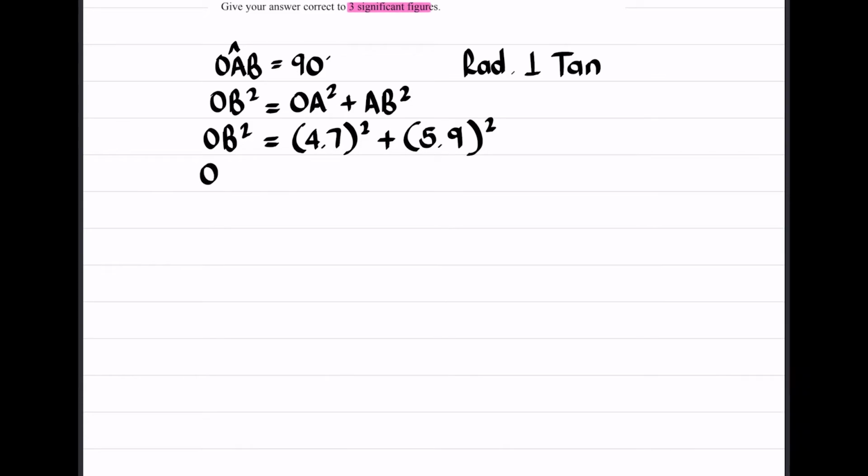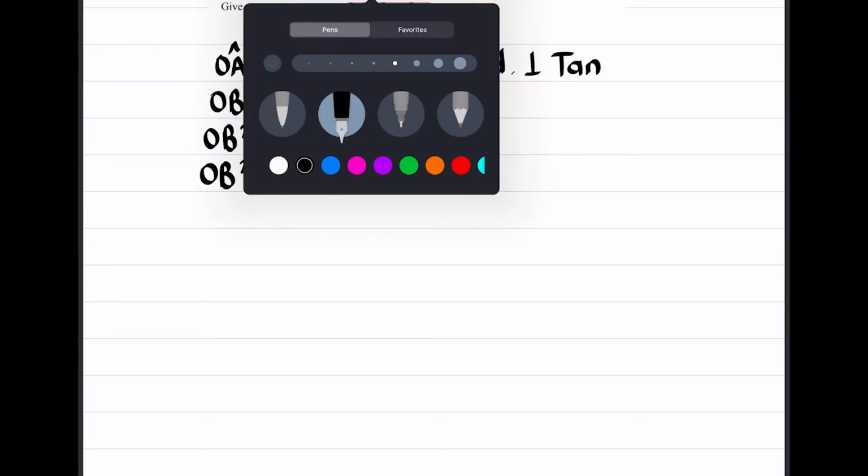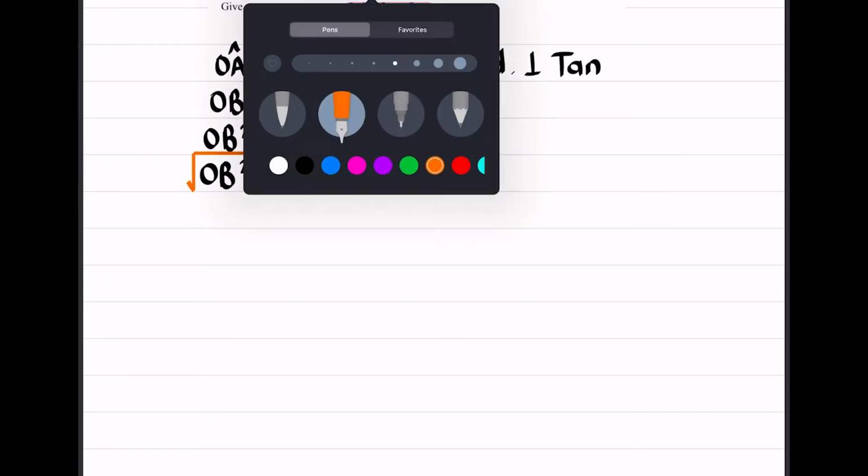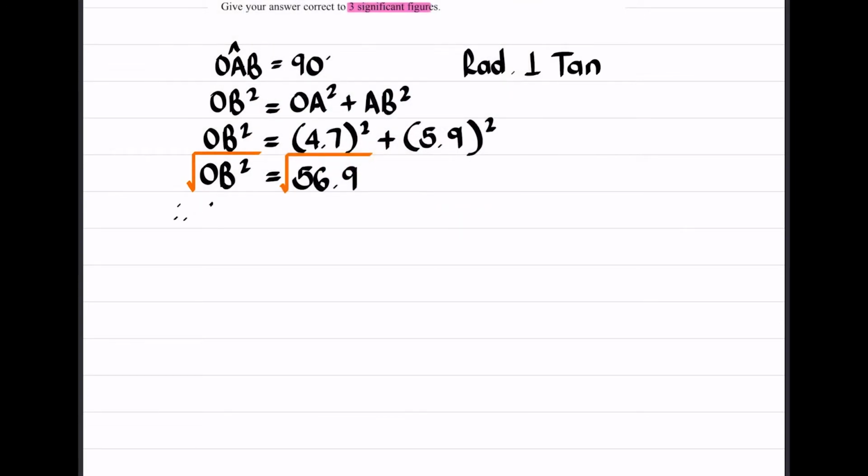So we know that OB squared is equal to 4.7 squared plus 5.9 squared, which is 56.9. But I don't want OB squared, I want OB by itself, so I'm going to square root both sides of this equation. Therefore, the square root of OB squared is OB, equal to the square root of 56.9, which is 7.5432, and I'm not going to round off just yet.